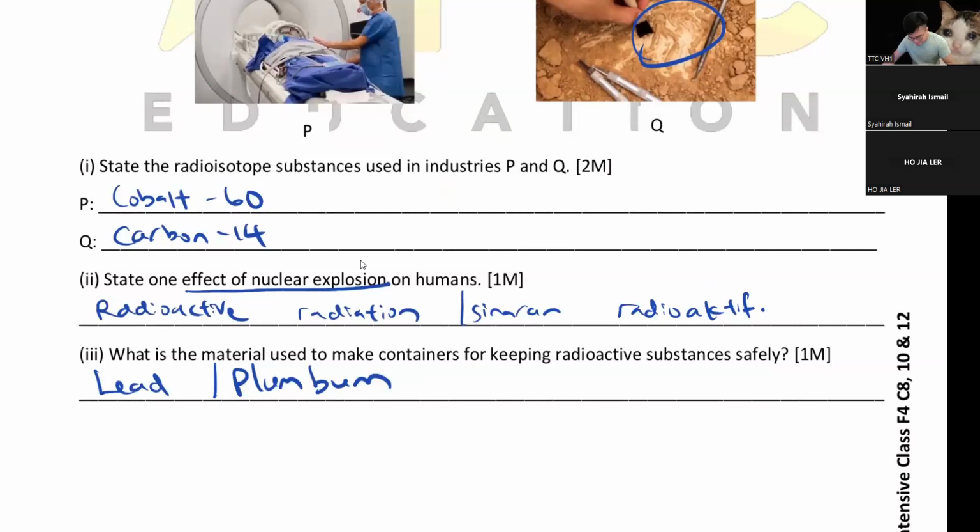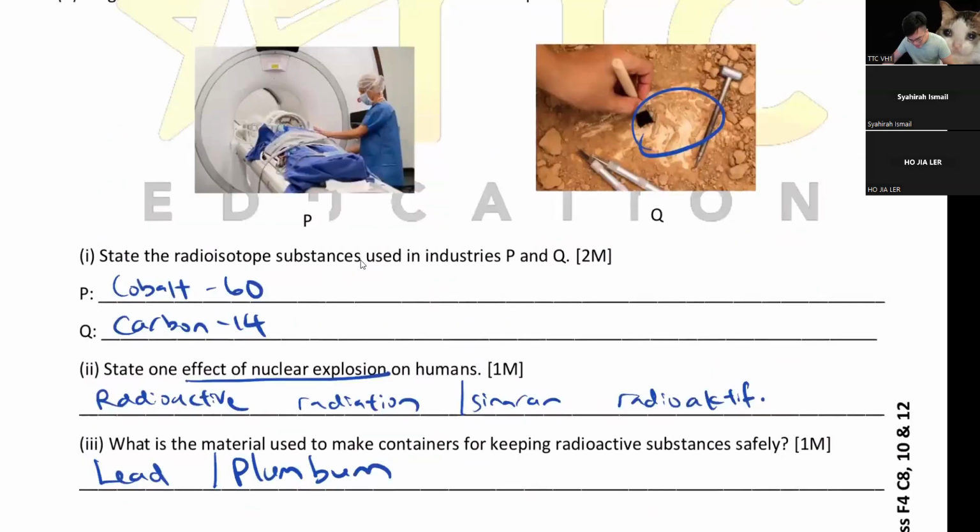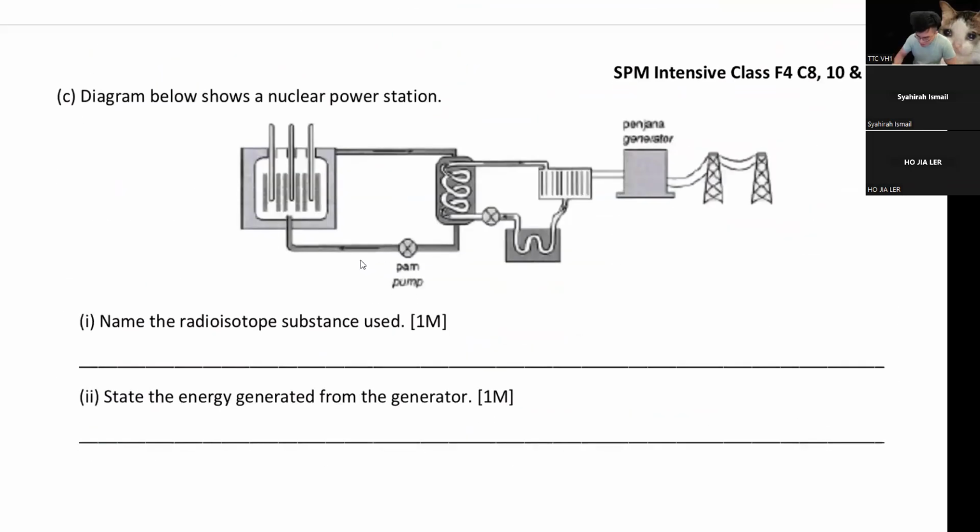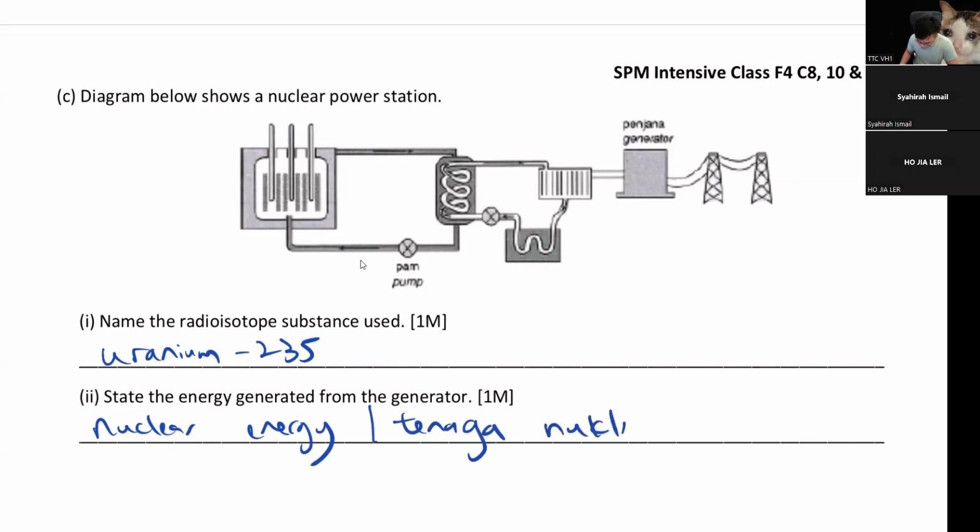Okay, guys, I'm not gonna go too much here. Let's do this also. If you remember, this is your power station. What is the radioisotope we use? We use uranium-235. And then energy generated, this is your nuclear energy. I don't need to go crazy here. I think that's pretty much it.